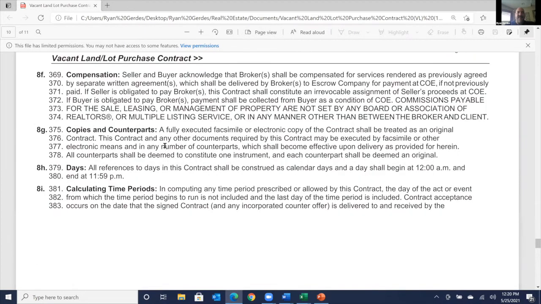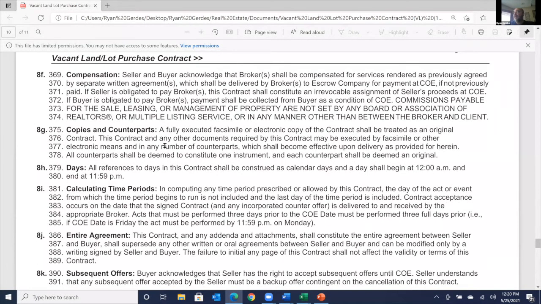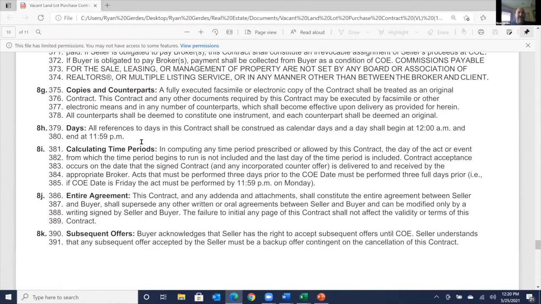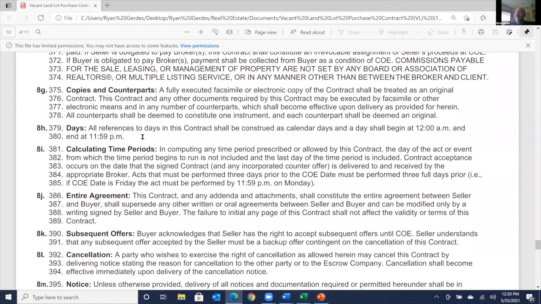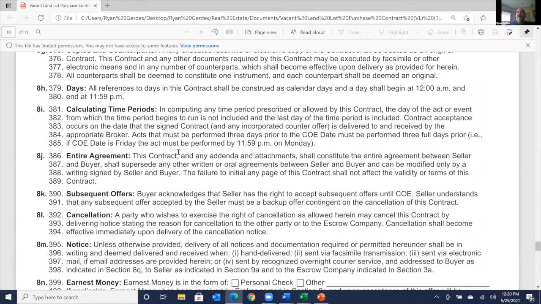Copies and counterparts means that the contract will not be several copies, it will all be one body. Days are all going to be referenced in calendar days. The contract does not care about weekends, holidays, or birthdays or anything like that. Calculating time periods, you cannot close on a weekend or a federal holiday, or there are some acts of business that can't be conducted except during business days. So please account for that when you're putting together your timelines and scheduling.